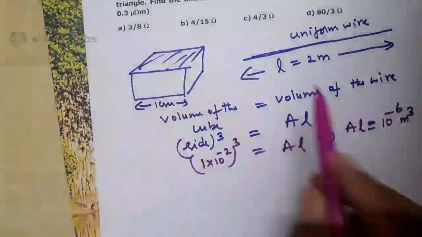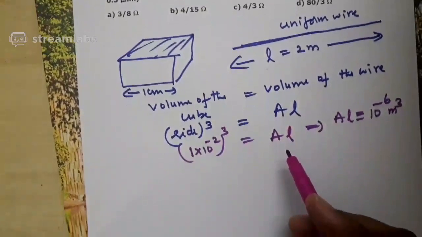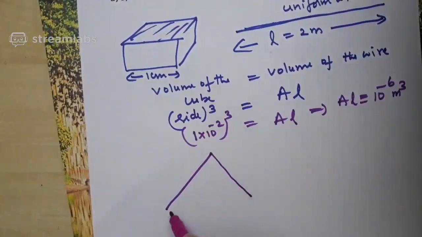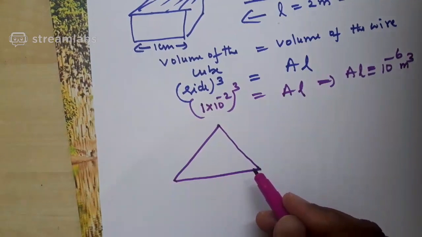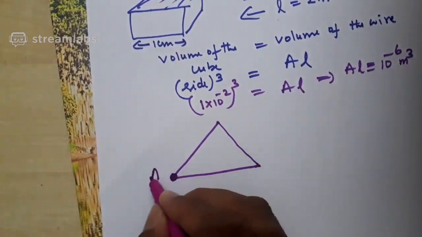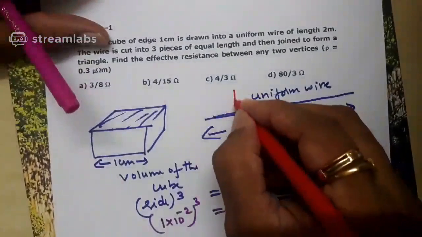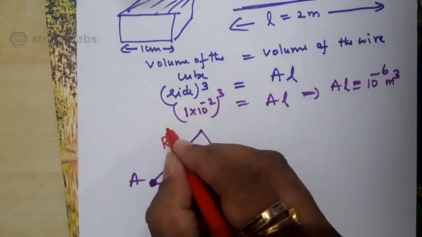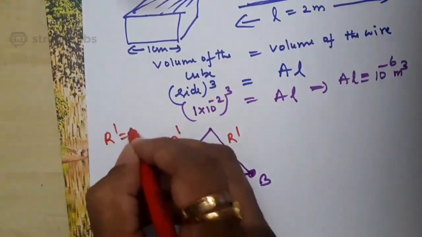Keep in mind. Now this wire, they said, is cut into 3 pieces of equal length, then joined to form a triangle. Find the effective resistance between any 2 vertices. Shall I name the vertices as A and B for our reference? If I say that the resistance of the original wire is R, what is the resistance of each piece here? Obviously, I will take it as R dash. All are R dash only, but R dash is equal to R by 3, correct?